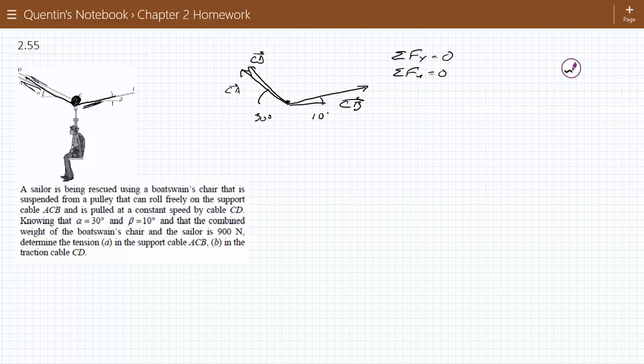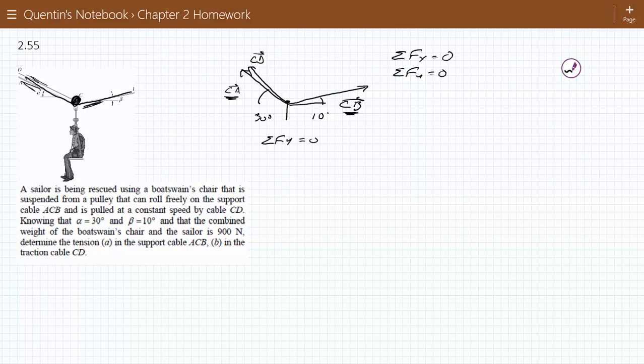So what do we know about this cable? That cable has the same tension on both sides. It has a different force vector because it has a different direction, but it has the same tension on both sides. So what does that tell us? That tells us the magnitude of CA and the magnitude of CB are the same. So let's do our sum of the forces. Let's do sum of the forces in y equals 0.